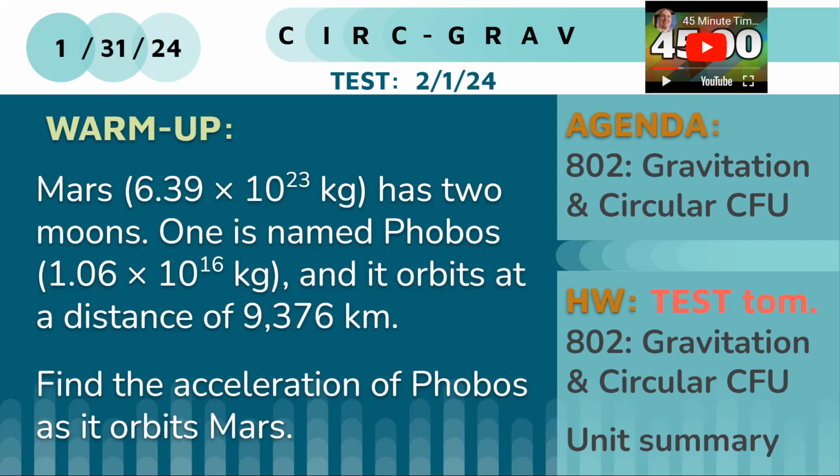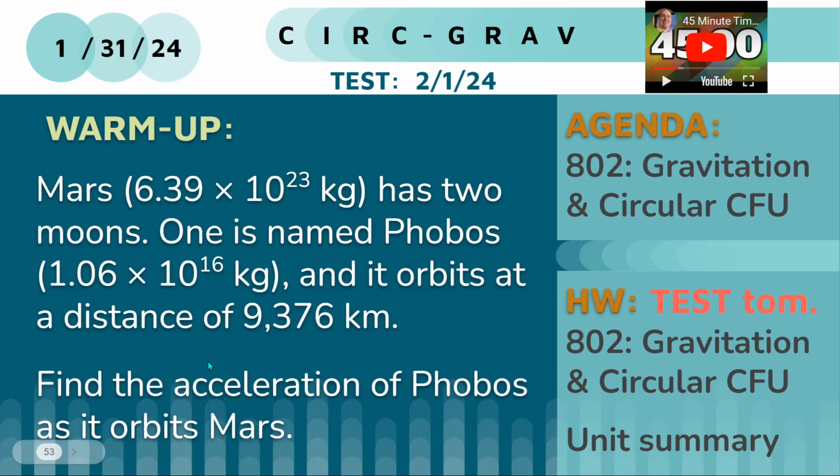All right, let's go ahead and take a look at the warm-up question, which says Mars, which has a mass of 6.39 times 10 to the 23rd kilograms, has two moons. One of those moons is named Phobos, and it has a mass of 1.06 times 10 to the 16th kilograms, and it orbits at a distance of 9,376 kilometers. Find the acceleration of Phobos as it orbits Mars.